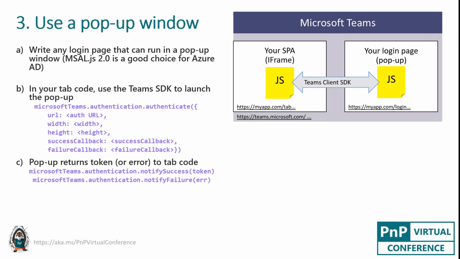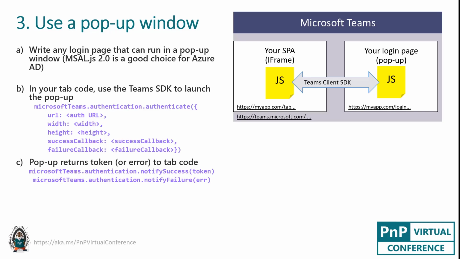So the third option that I'll show is to use a pop-up window. This is extremely flexible because you really could put anything you want inside of the pop-up. So if you look at the diagram, you can see the white box on the left is where your single page app is running in an iframe. You have some JavaScript there. You call the Teams Client SDK. It launches a pop-up window. You can put any code you want in there to get any information you want or do whatever you kind of want and pass back.